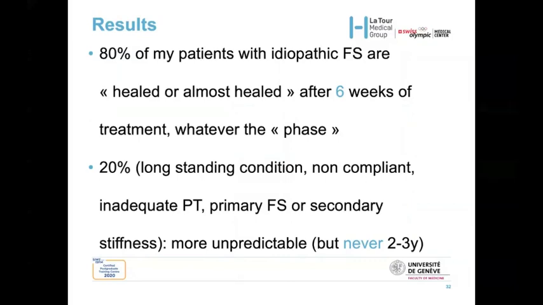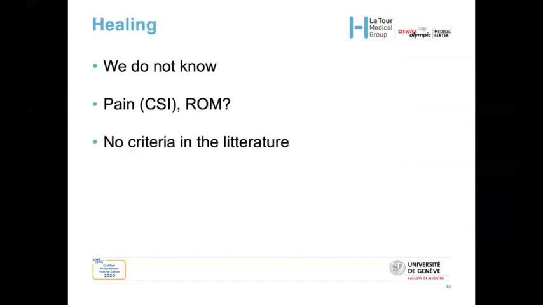Honestly, 80% of my patients with an idiopathic frozen shoulder are healed or almost healed after 6 weeks of treatment, whatever the phase, if we know that he's healing. 20% of the patients, this is usually a long-standing condition. These are patients that are non-compliant. They do inadequate physical therapy with a lot of reinforcement and bodybuilding. It's at the primary or secondary stiffness. This is for them more unpredictable, but it's never 2 to 3 years. It doesn't happen. So what about healing? We don't know. This is an ongoing study.